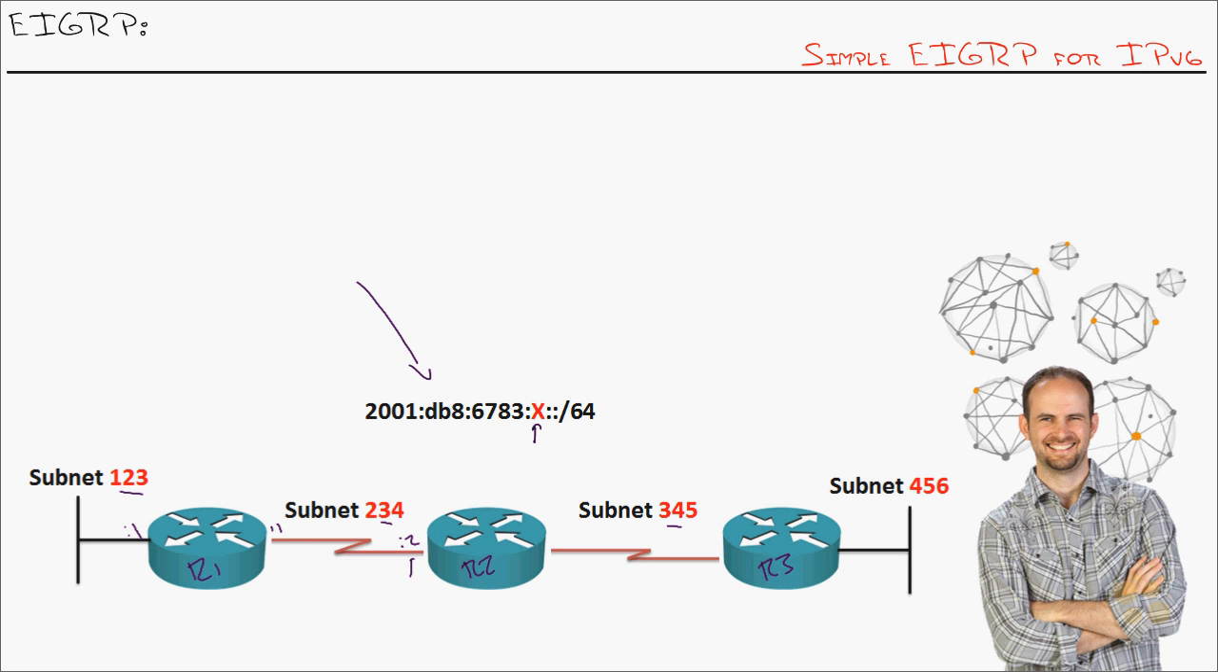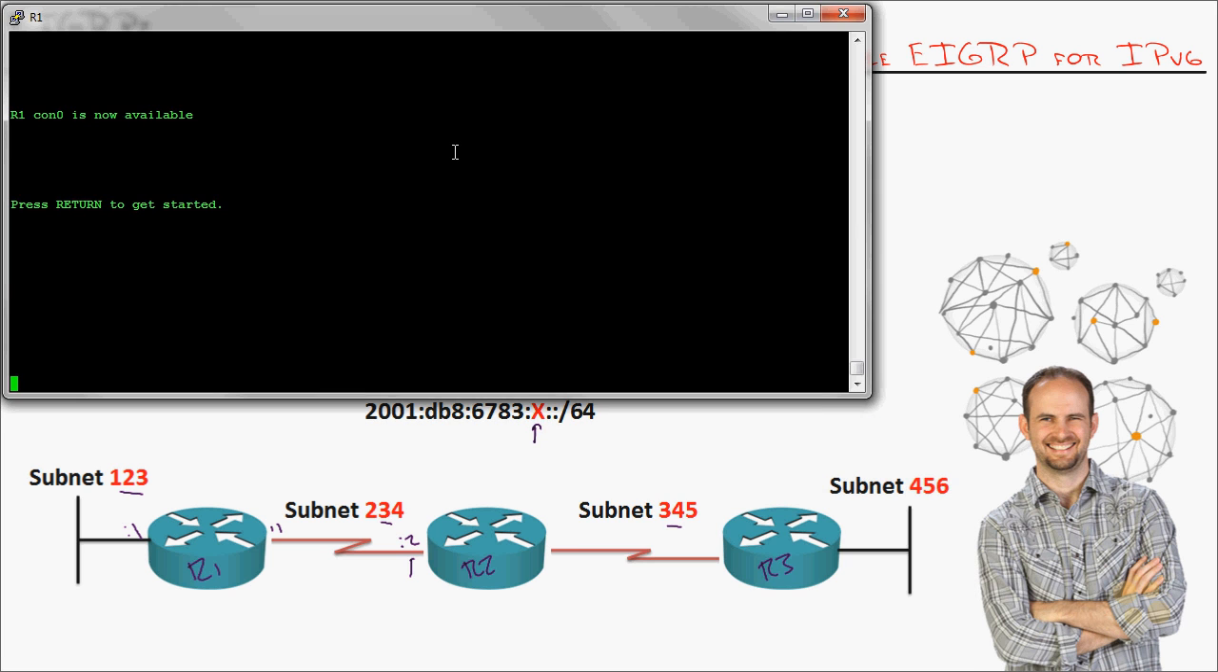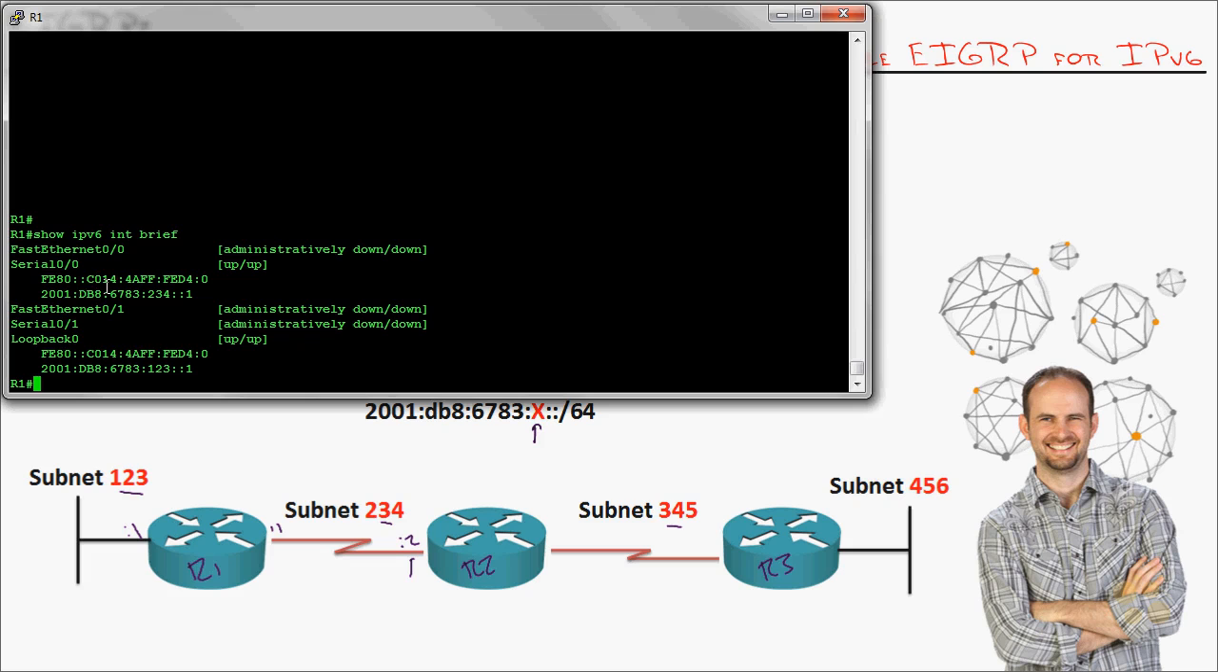Let me just show you. I'll take you into router 1, and I'll do a show ipv6 interface brief. You can see that I have two interfaces. First off, a loopback interface being used to simulate subnet 123 over here. There's our subnet 123, and a serial interface connecting between the two on subnet 234.